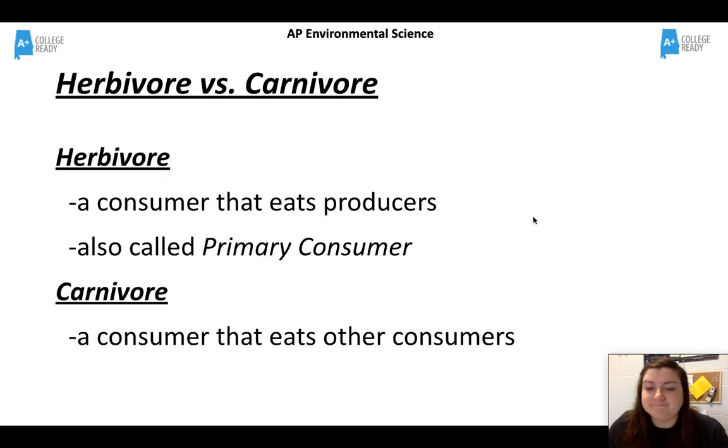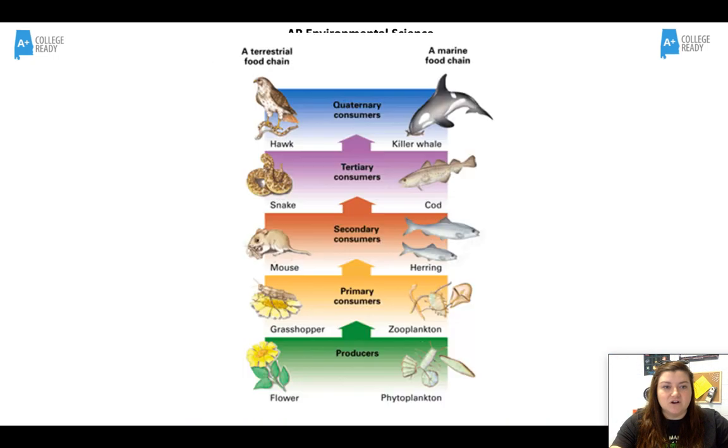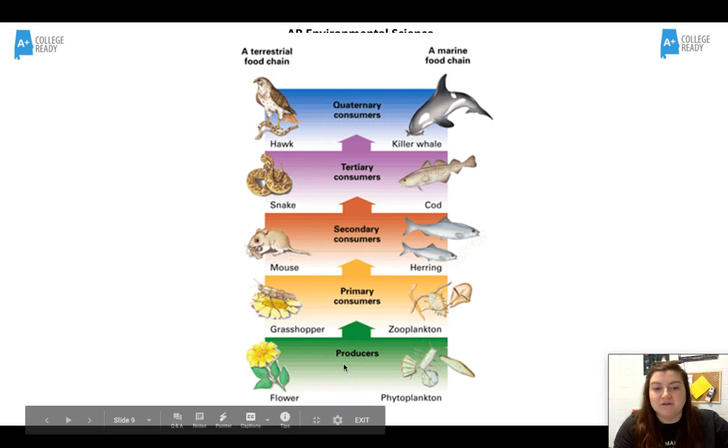Herbivore versus carnivore. You guys know this. I know that you know this. I don't want to insult your intelligence by repeating things to you that I know you already know. Herbivores, consumers that eat producers, also known as a primary consumer. So this is where we get into that graph that we saw earlier, where you've got producers, primary consumers, secondary, tertiary, and then quaternary.